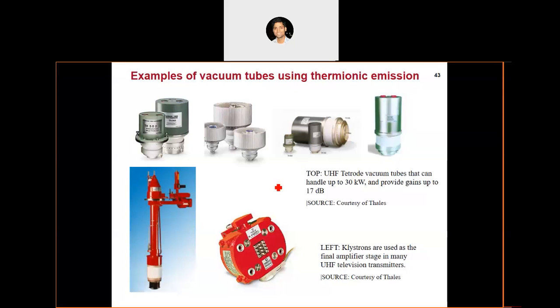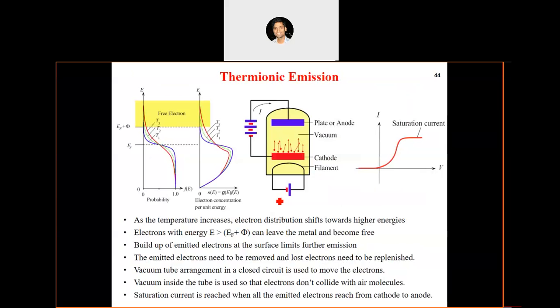They are used in a lot of applications, especially ultra high frequency applications, like tetrode vacuum tubes that can handle up to 30 kilowatts and provide gains up to 17 decibels. Similarly, klystrons are also used as amplifiers, and they are also ultra high frequency. They are also used in ultra high frequency television transmitters. So these are devices based on vacuum tubes, and they work on the principle of thermionic emission. So we will look into this concept of thermionic emission. You can see here.